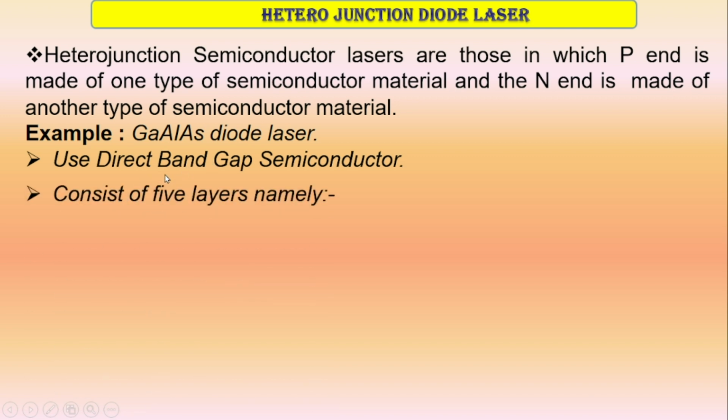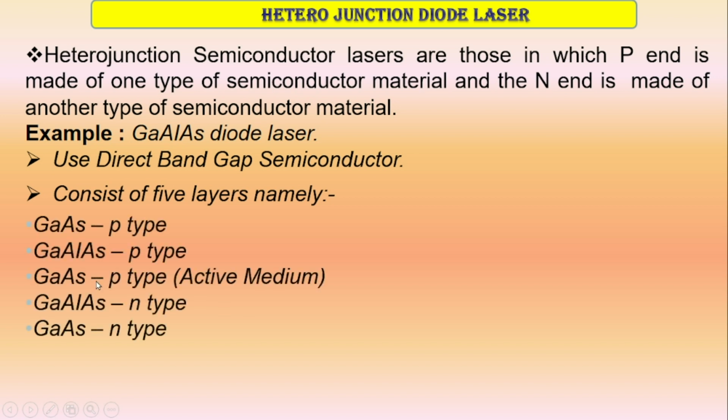In this heterojunction diode laser, there are five layers of semiconductors. These are the five layers, in which gallium arsenide is a p-type layer, and gallium aluminum arsenide of p-type layer, and gallium arsenide of p-type, and this acts as an active medium, and gallium aluminum arsenide of n-type, and again n-type of gallium arsenide.